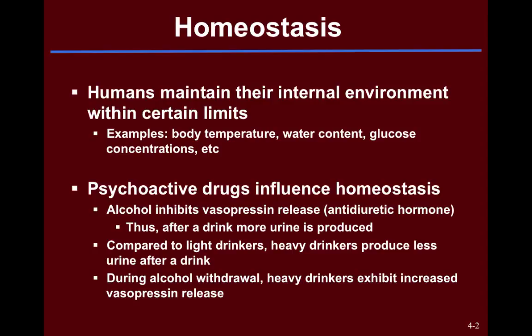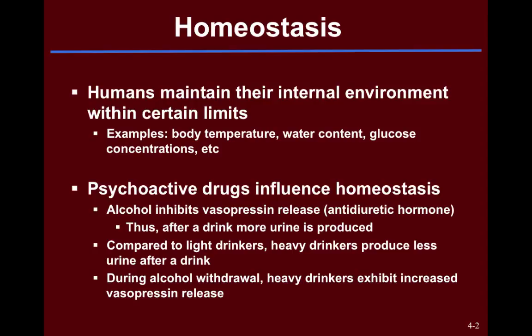Now, when we start talking about the use of drugs, many of them are going to influence that status of homeostasis in some way. A great example of this is one that some of us may be familiar with. It involves consuming alcohol and the need to urinate. Alcohol inhibits the release of vasopressin. Vasopressin is an antidiuretic hormone. So after alcohol is consumed, more urine is produced.